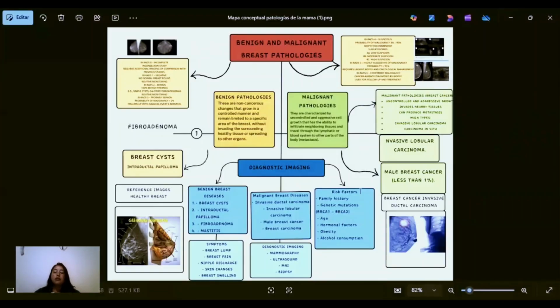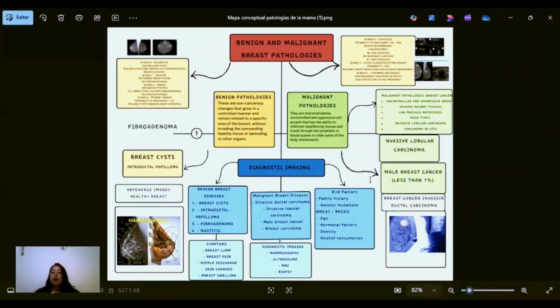Different from other BI-RADS categories, unlike categories 2 and 3, probably benign, and 4 and 5, suspicious lesions requiring biopsy, BI-RADS 6 already has a confirmed diagnosis of malignancy.